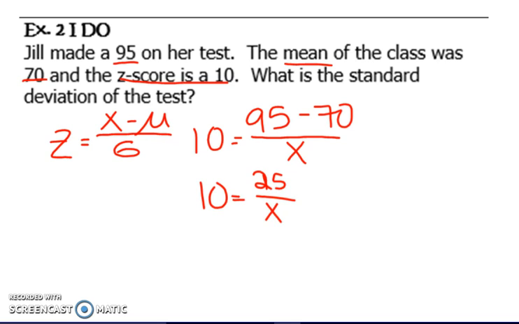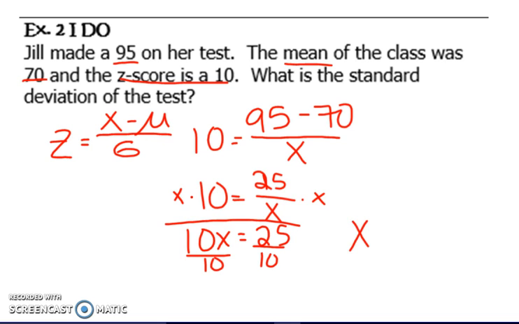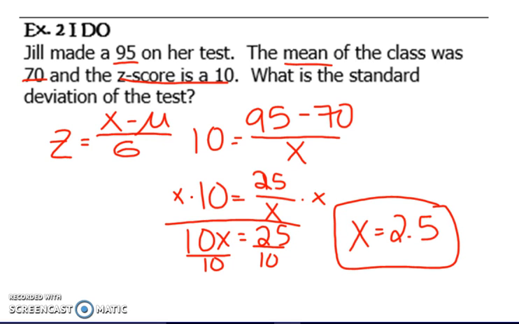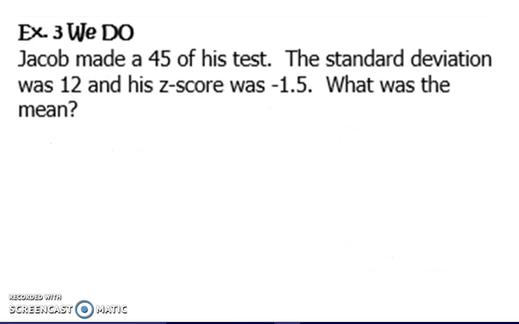Well, from here, multiply both sides by x to get rid of the fraction, and I get 10x equals 25. To get x by itself, divide both sides by 10, and you get x equals 2.5, which means my standard deviation is 2.5. It's a positive 2.5, but that makes sense because my mean is 70, my test score was a 95. It should be positive, it's above the mean.